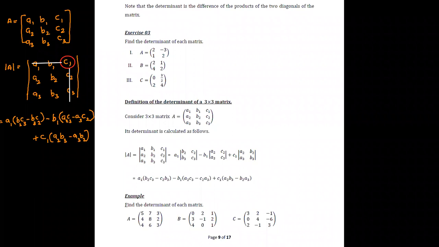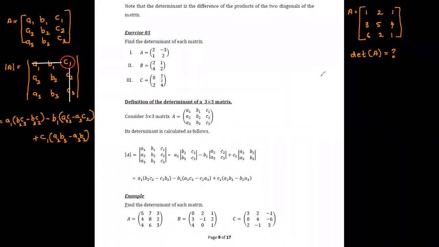Now, sticking to this concept of obtaining the determinant of a 3 by 3 matrix, we will try to obtain the determinant if it is given in this form. Suppose that matrix A is given as 1, 2, 1, 3, 5, 4, 6, 2, 1. If this is the matrix given to us, we are asked to calculate the determinant of this matrix.